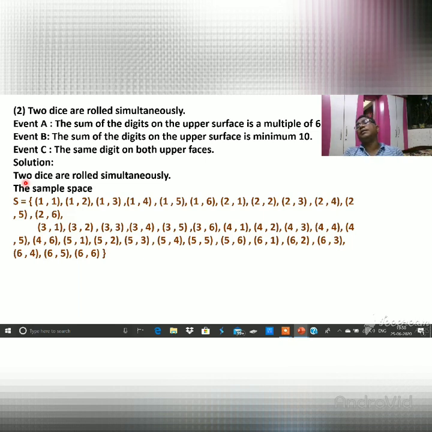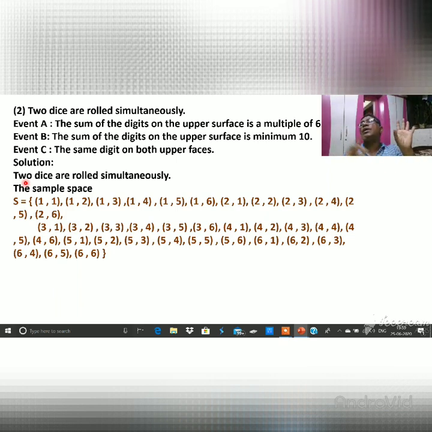Yesterday I already explained how you can write the sample space for two dice thrown simultaneously. First you take one number. That one number makes a pair with each number: 1,1; 1,2; 1,3; 1,4; 1,5; 1,6. So where do you get to here? 1,6.